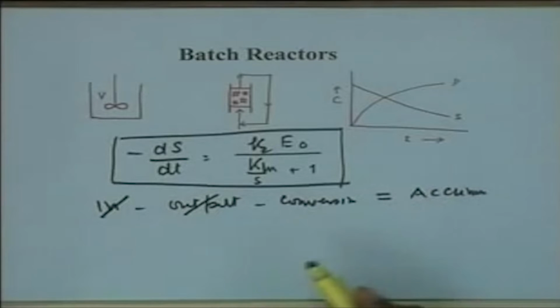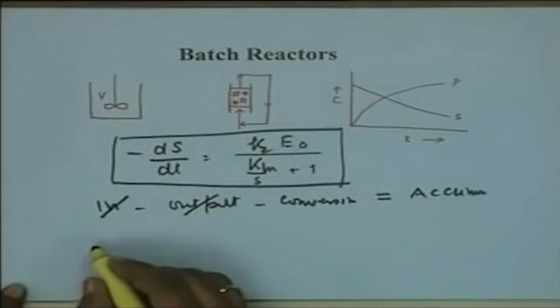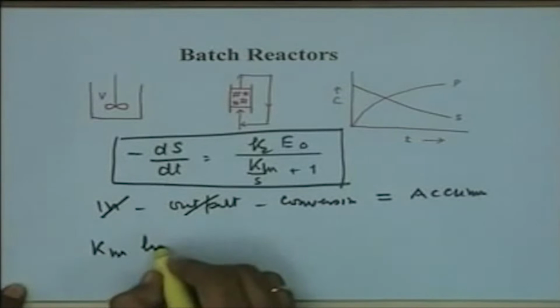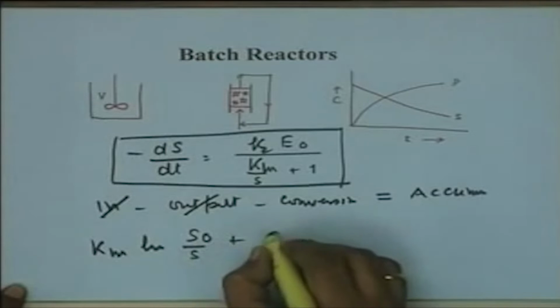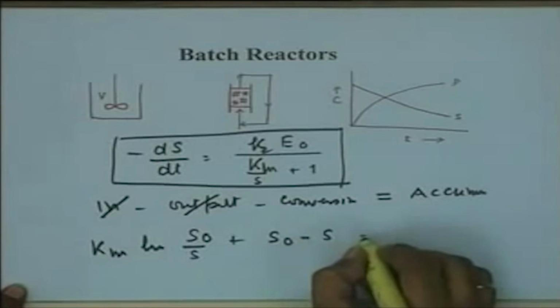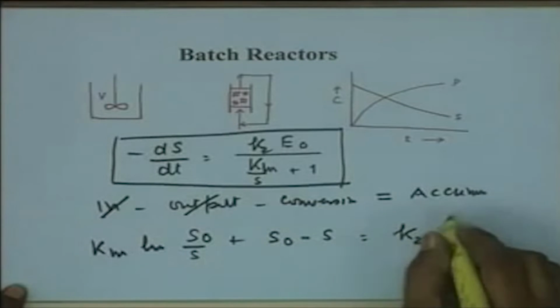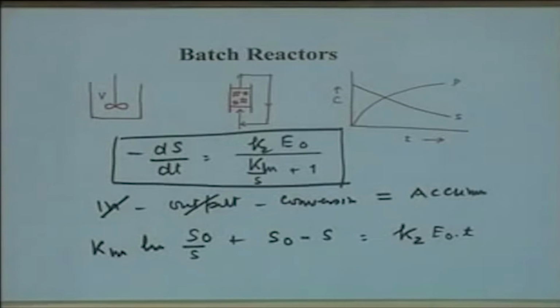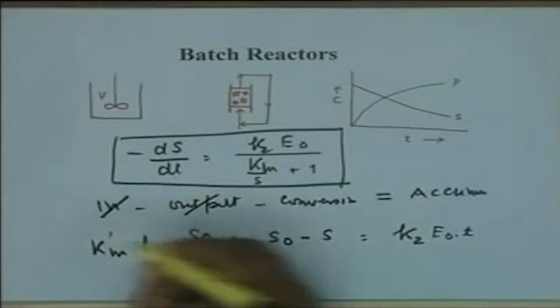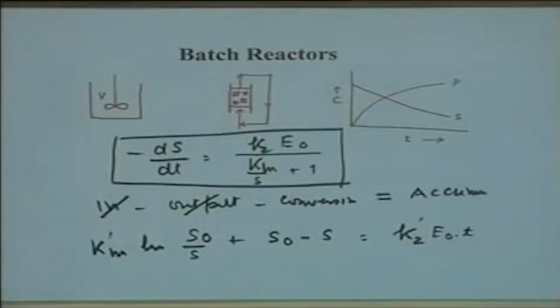Now, if you simplify it, you will get Km ln S naught upon S plus S naught minus S is equal to K2 E naught into t. Essentially, again I would like to repeat that in case we are using a batch reactor for immobilized enzymes, we should replace Km and K2 by prime terms. Otherwise, for the soluble enzyme, the Km and Vm values apply.